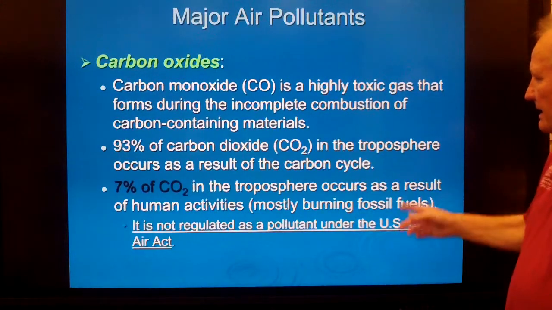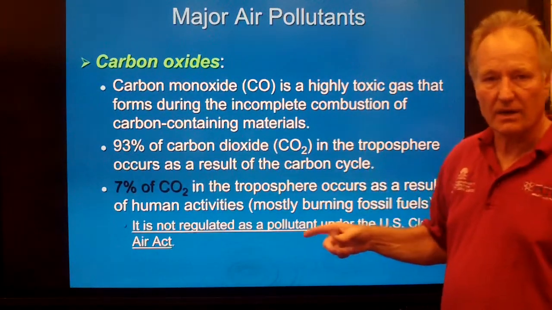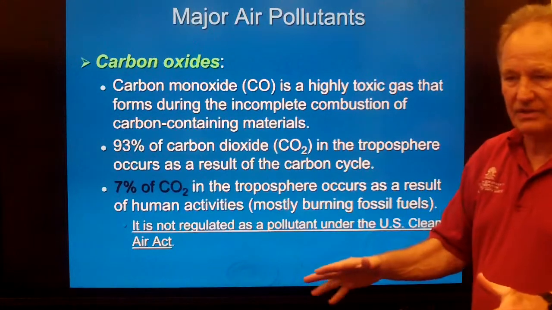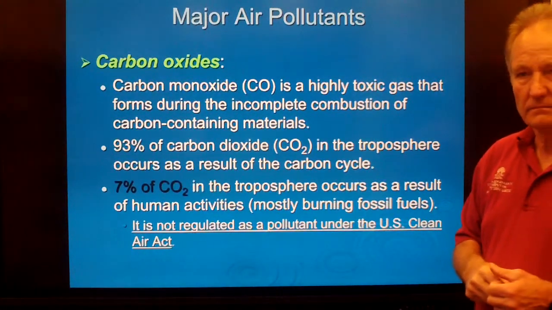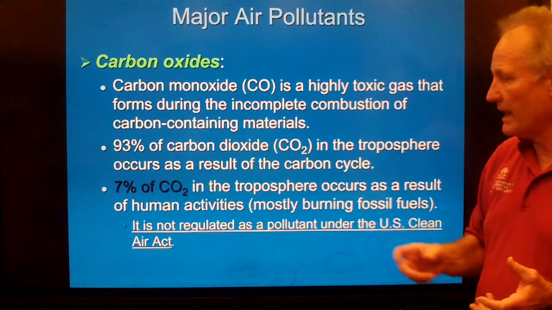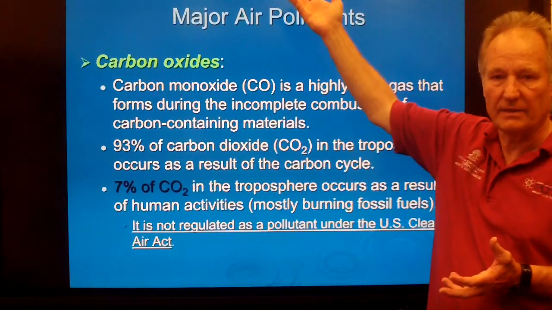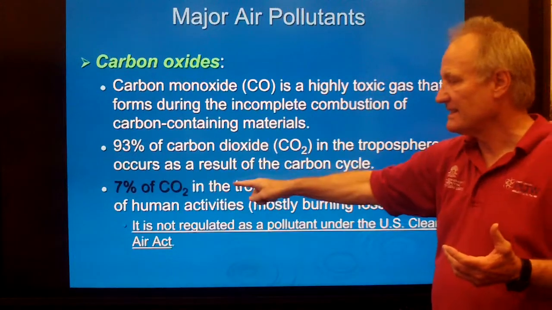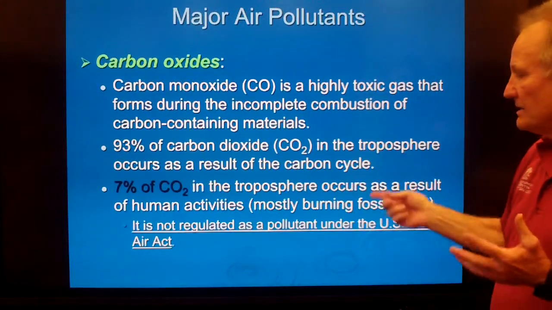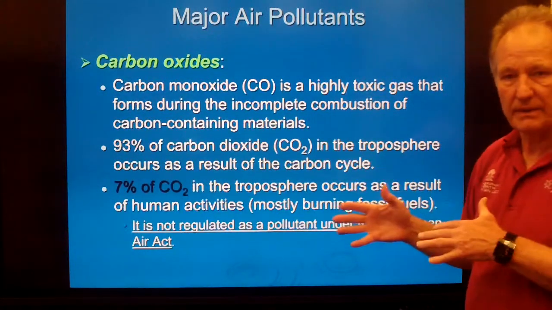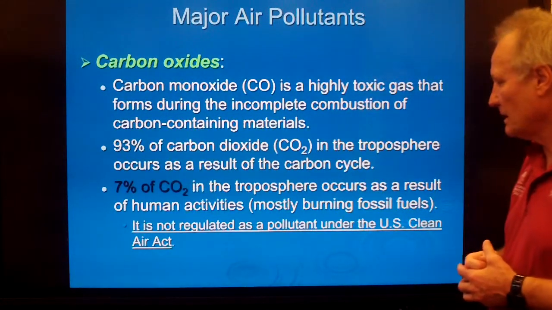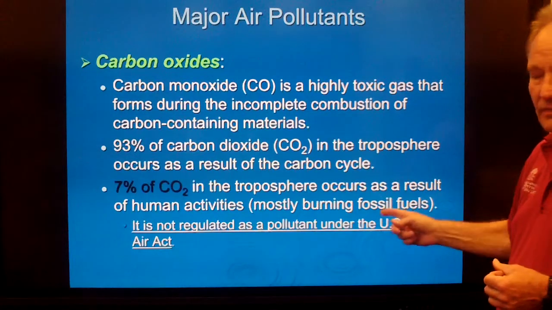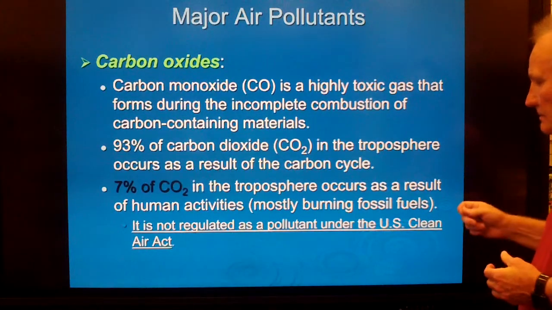93% of the carbon dioxide in the troposphere occurs because of the carbon cycle. So decomposition of trees and leaves and plant matter, and to a much lesser extent animal matter, releases carbon dioxide up into the atmosphere. The 7% that is man-made is what is tipping the balance now towards climate change and global warming. And most of that comes from burning fossil fuels.